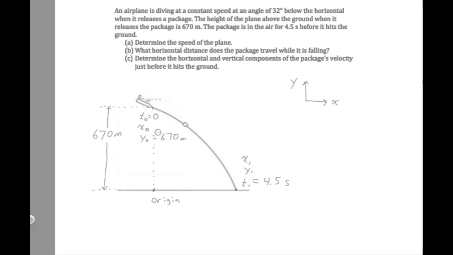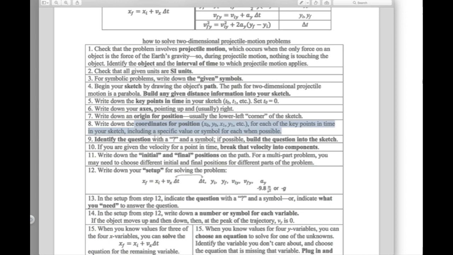So we know that vertical coordinate, and I guess we know the horizontal coordinate too. This point has the same horizontal location as the origin, so that's a coordinate of 0. And we know this vertical coordinate. This point has the same vertical position as the origin. I don't think we know x1, though. So we wrote down the coordinates and we included specific values when possible.